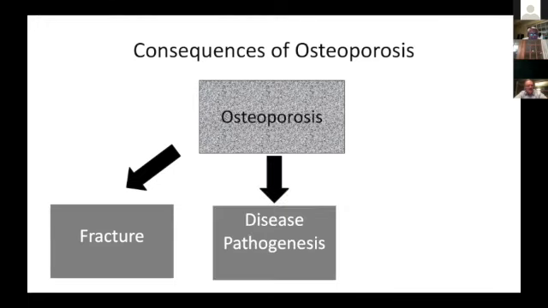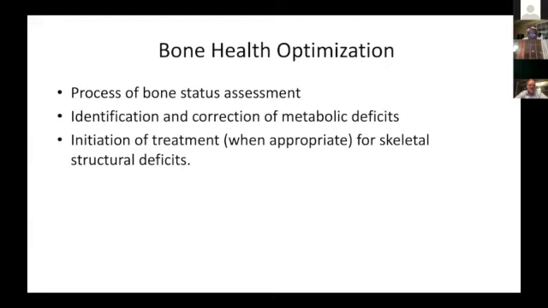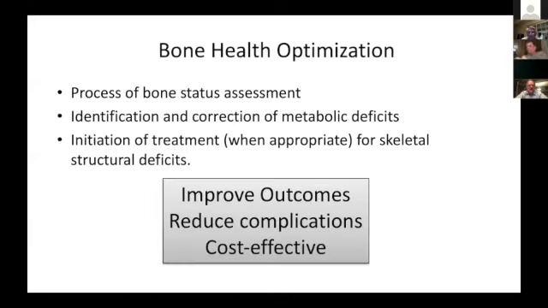So we know what the consequences of osteoporosis are, and we primarily think of fracture. Well, there's actually some evidence that it's associated with diseases such as osteoarthritis and scoliosis and kyphosis. I'm not going to talk about that, but I am going to talk about the linkage of osteoporosis with poor outcomes from elective orthopedic surgery, such as total hip and knee replacement, as well as what I do, which is spine surgery. So bone health optimization is the process to assess bone status, identify and correct metabolic deficits, and initiate treatment when appropriate for the skeletal structural deficits. The goal is to improve outcomes and reduce complications in a cost-effective manner.